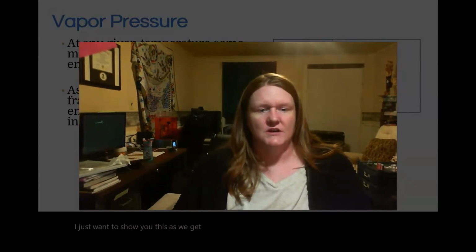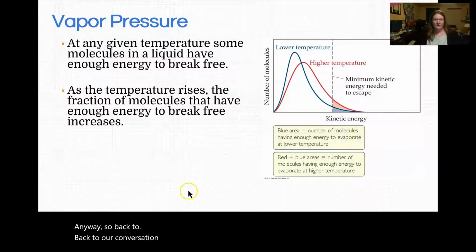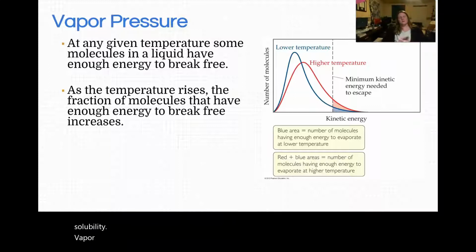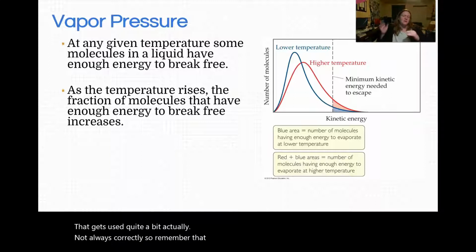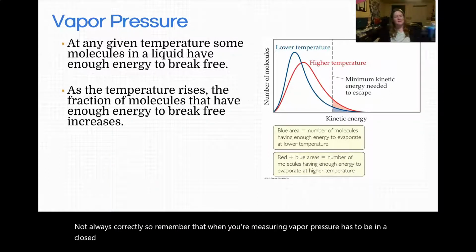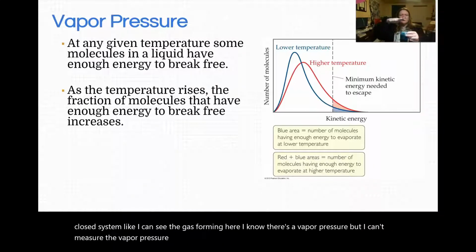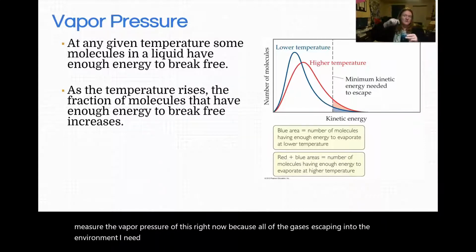our conversation about how IMF applies to a few other vocabulary words besides solubility. Vapor pressure is one of those phrases that gets used quite a bit, actually, not always correctly. So remember that when you're measuring vapor pressure, it has to be in a closed system. Like, I can see the gas forming here. I know there's a vapor pressure, but I can't measure the vapor pressure of this right now because all of the gas is escaping into the environment. I need a closed system to measure vapor pressure.